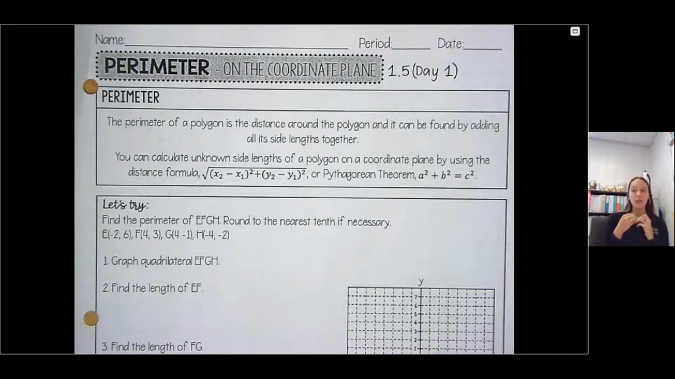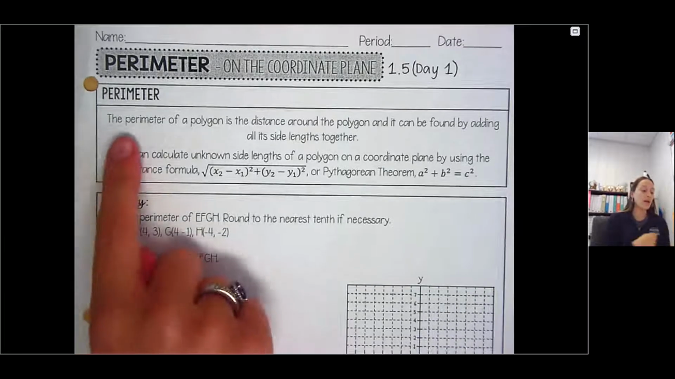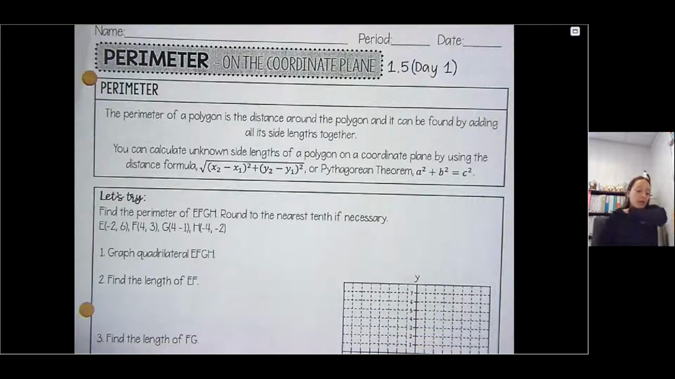So today we're going to talk about different segments, and we're going to talk about the perimeter and the area of them. Now, the perimeter of a polygon is the distance around the polygon, and it can be found by adding all the side lengths together. So think about if you had a lawn: the amount of grass in your lawn is the area of your lawn. And if you were to put a fence around the lawn, that would be the perimeter. So perimeter is the distance around.